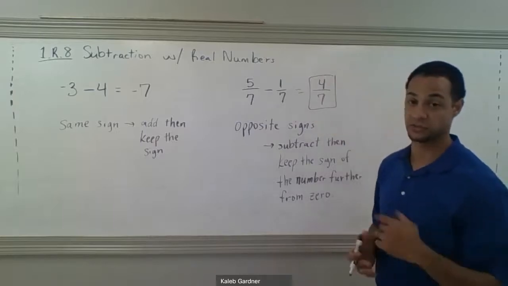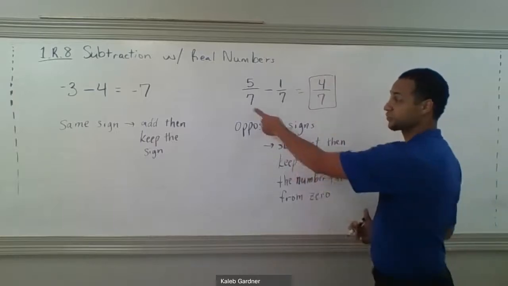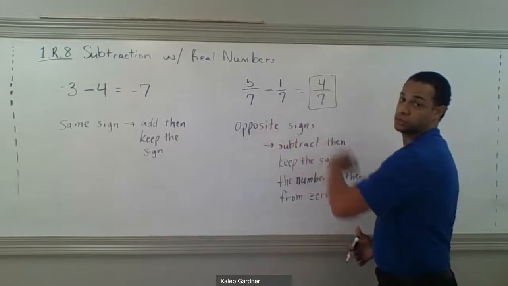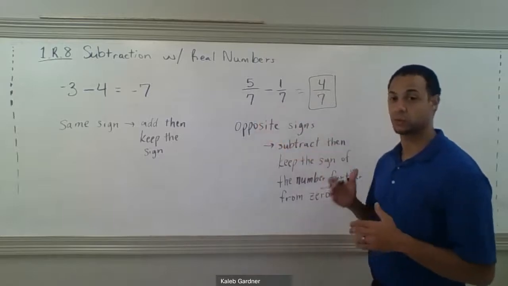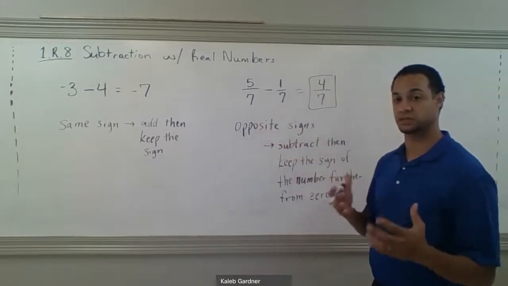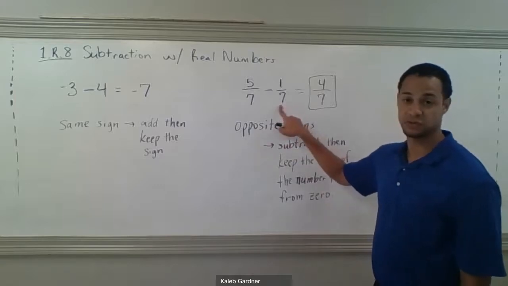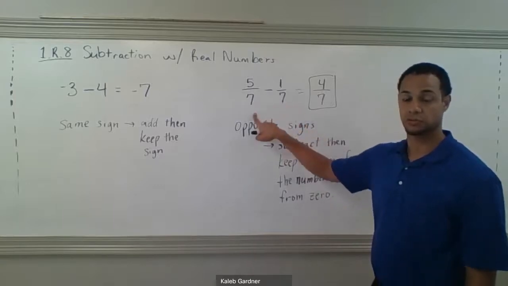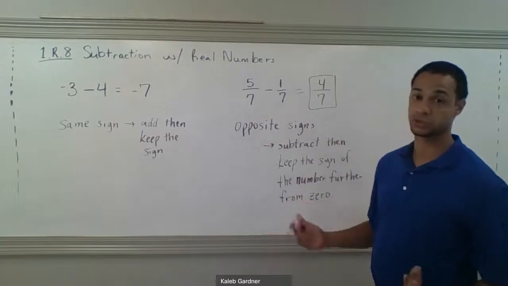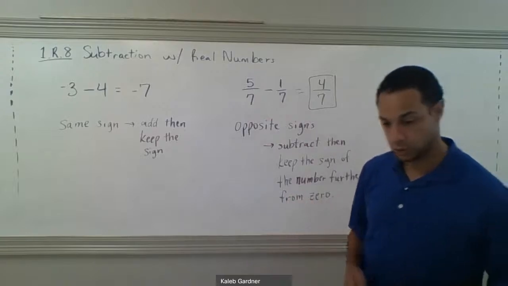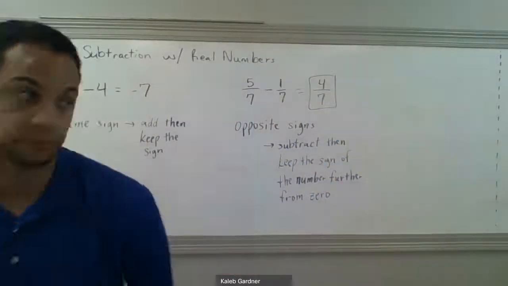It is positive 4/7 because 5/7 is further from zero. It's much larger than the negative 1/7. So we look at, again, the distance from zero. If I were to graph this on a number line, negative 1/7 would be much closer than 5/7. Okay, so there's our rules. Let's do some examples.